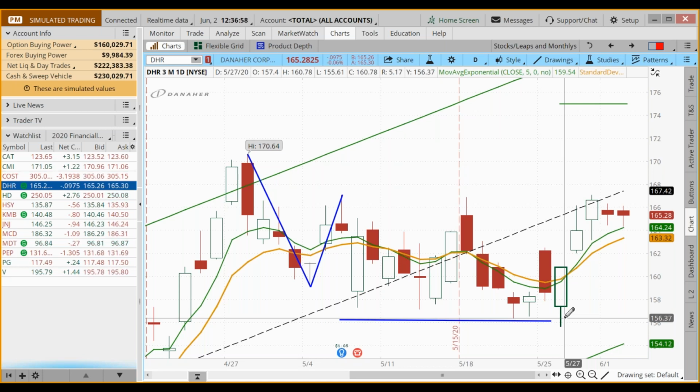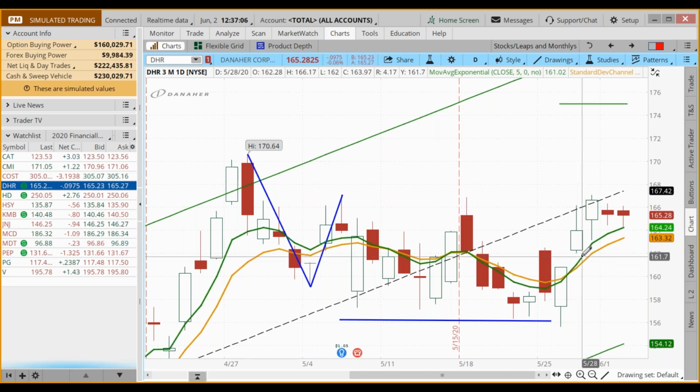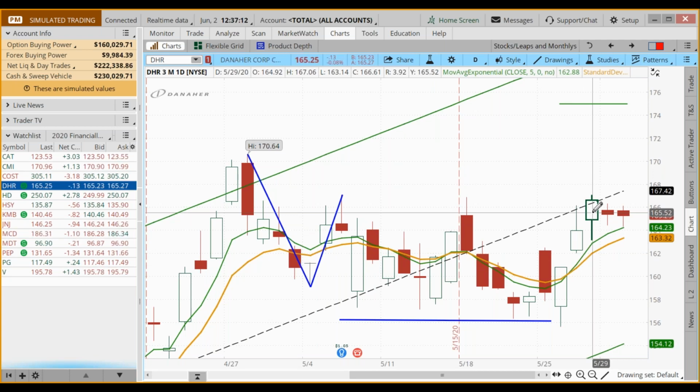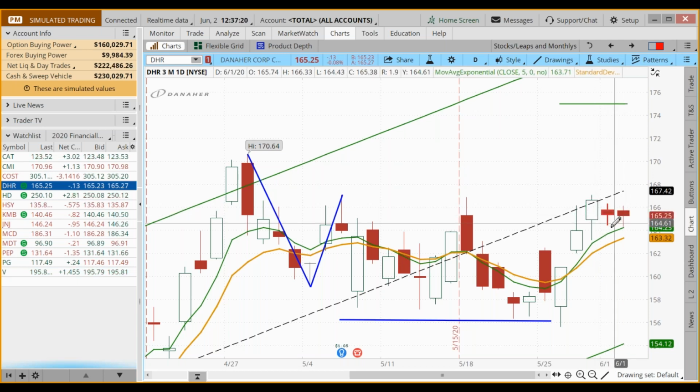Okay. Now, this happens every once in a while. You get in, and then immediately it goes against you, and the 5 crosses the 8, and it's like, oh man. Well, you just have to give it a little bit of time. And the last 2 days have been bearish days. Okay. The 5 is still over the 8.